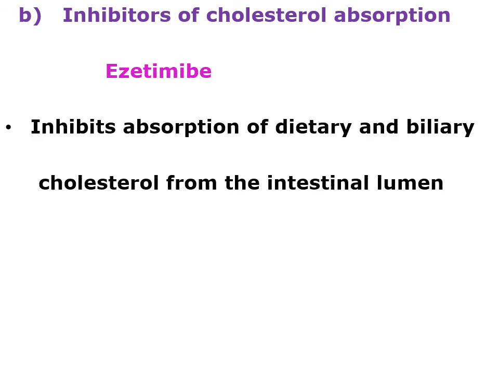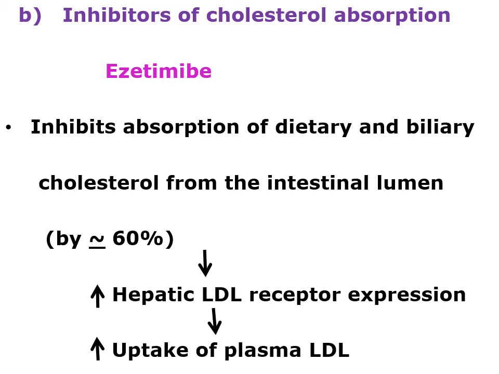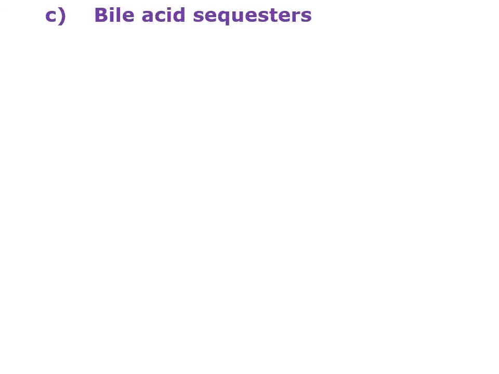Now this is with regard to statins. They inhibit HMG-CoA reductase. There are certain compounds which inhibit cholesterol absorption itself. This is ezetimibe. It inhibits absorption of dietary and biliary cholesterol from the intestinal lumen. So one type is the HMG-CoA reductase inhibitor, and the next type of drug inhibits the absorption of cholesterol.